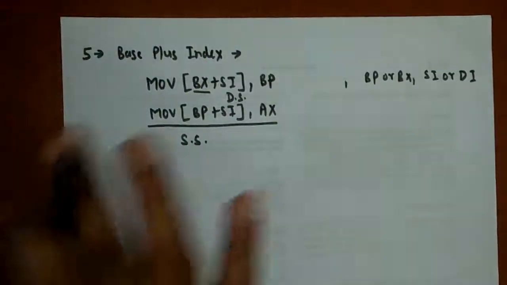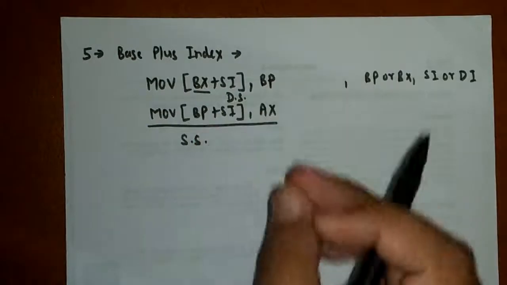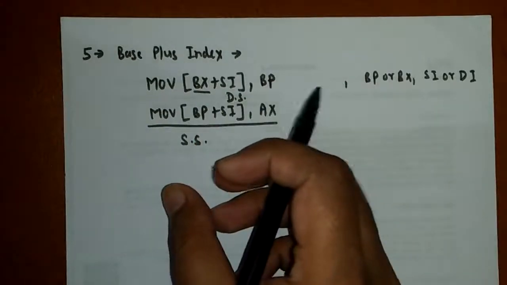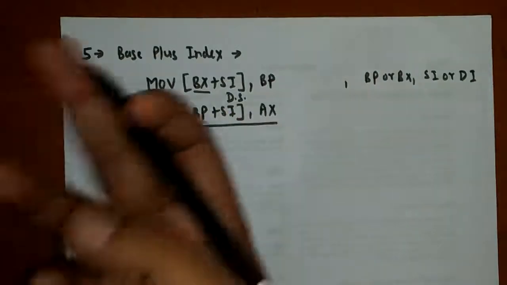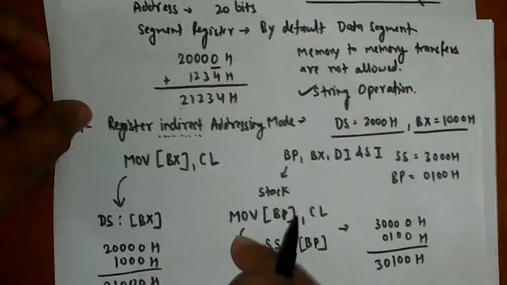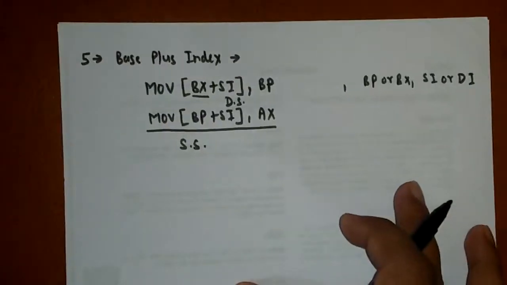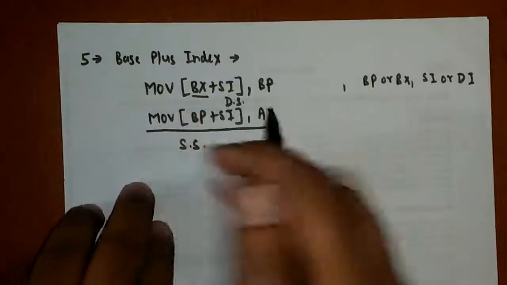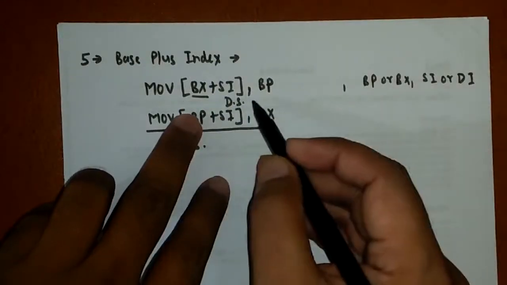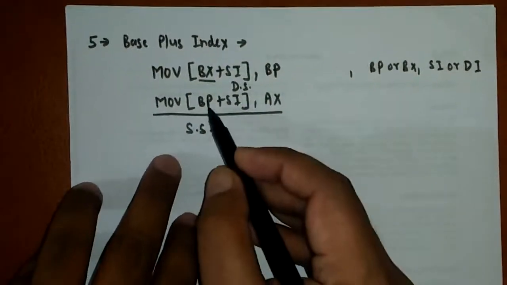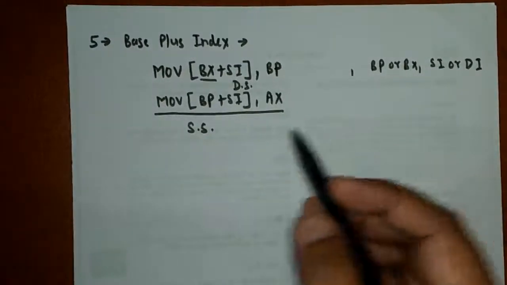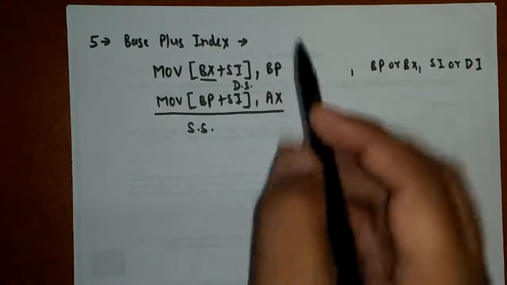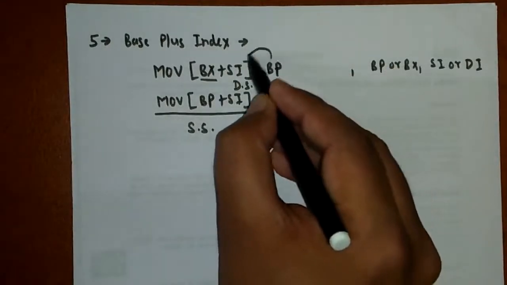So now in this example, I will not repeat how we are going to generate the 20-bit physical address, because we have already generated it in our previous examples, like here, where we have generated it 2 times. I have already told you that with BX use the data segment as the default segment register, and with BP use the stack segment to get the 20-bit address, right? And always data transfer takes place from right to left.